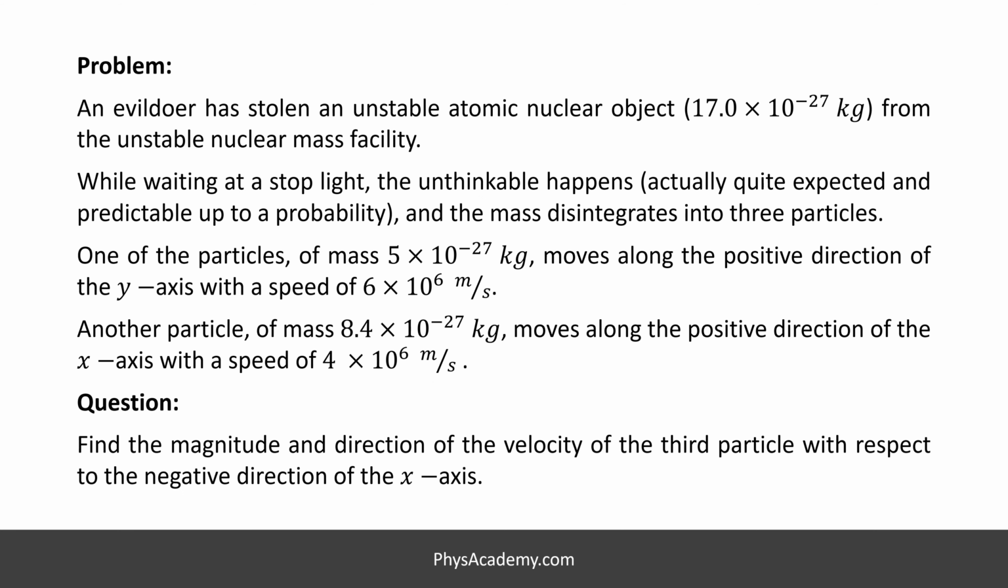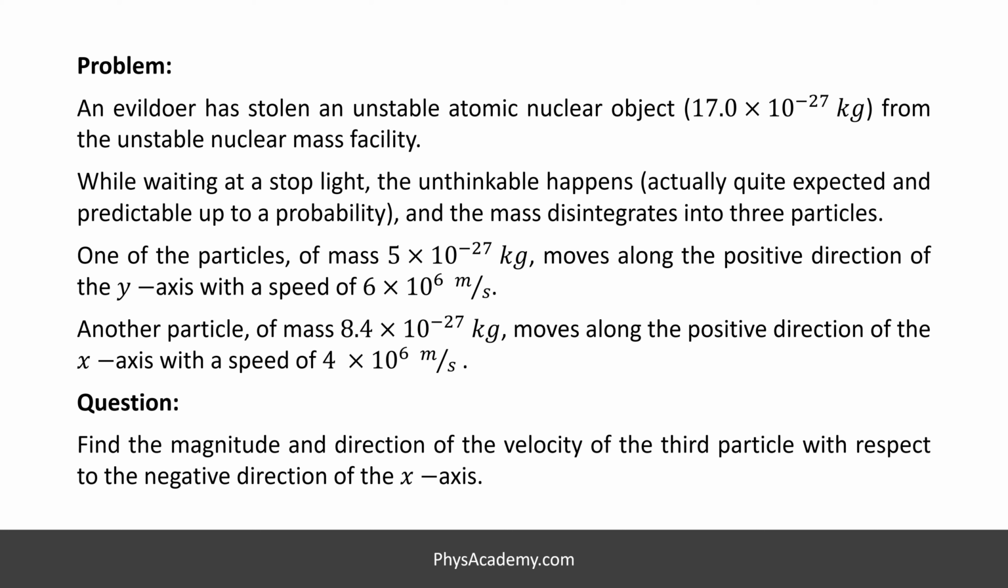An evildoer has stolen an unstable atomic nuclear object with a mass of 17 times 10 to the power of negative 27 kilograms from the unstable nuclear mass facility. While waiting at a stoplight, the unthinkable happens. Actually quite expected and predictable up to a probability. And the mass disintegrates into three particles.